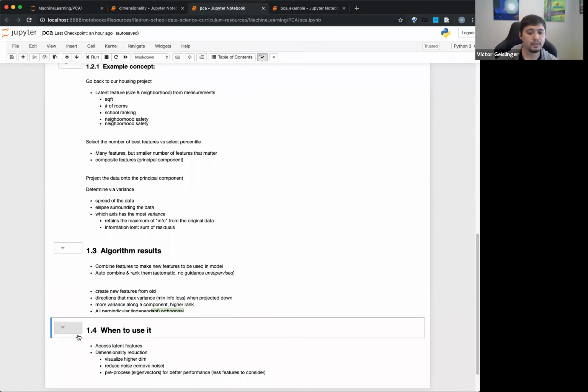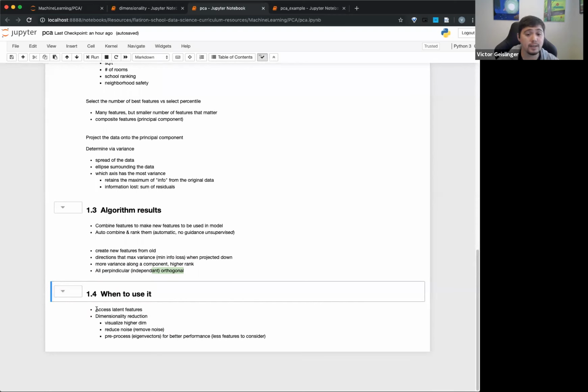Okay, so really quickly, when to use it: when you want to access latent features, so you want new features that could be combined together. Think of multicollinearity. If you have a lot of multicollinearity, you can use PCA to make these super features, so they combine together into one feature, versus trying to drop one or figure out how we should determine that part.